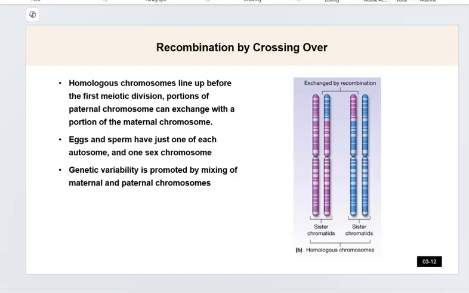There's a box 3.1 in your text that goes over the steps of meiosis as well that can help reiterate what we've just talked about. All right, recombination. Recombination of portions of the homologous chromosomes can occur before the first meiotic division. So this image here is the exchange by recombination between the sister chromatids.